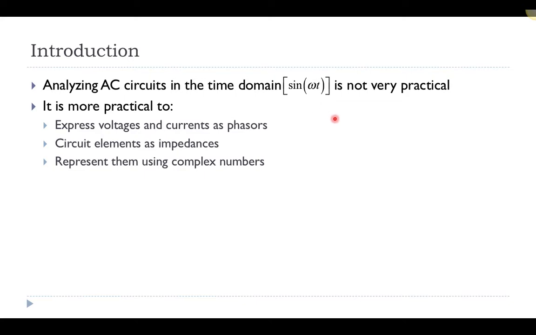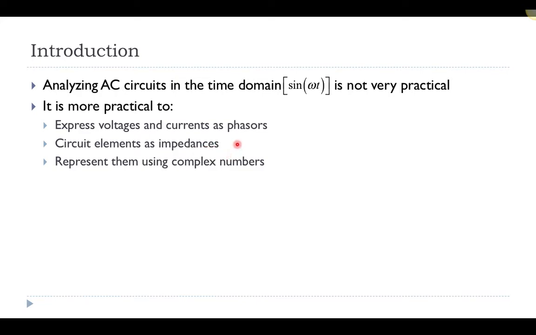And so it's actually more practical to write these voltages and currents and express them in phasor notation. And then using that phasor notation, we can actually write those phasors in terms of these complex numbers that we're going to talk about. And we're also going to be able to talk about other types of circuit elements and write them as complex numbers, such as impedance.